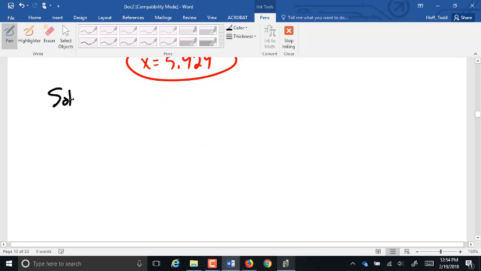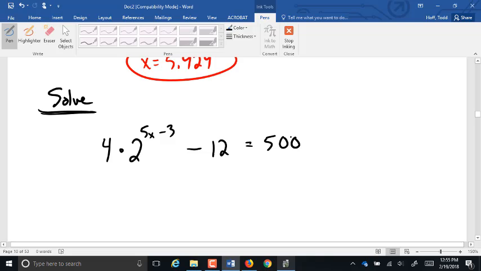Maybe try this one on your own. Give that one a shot in your notes. We'll go over it. So where'd you start? On the paper? That's probably a good start, yes. What'd you do first? We add the 12. What do you get?